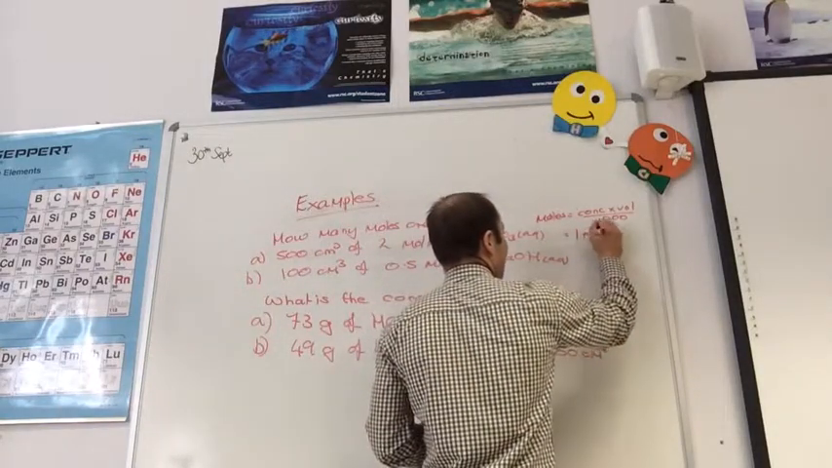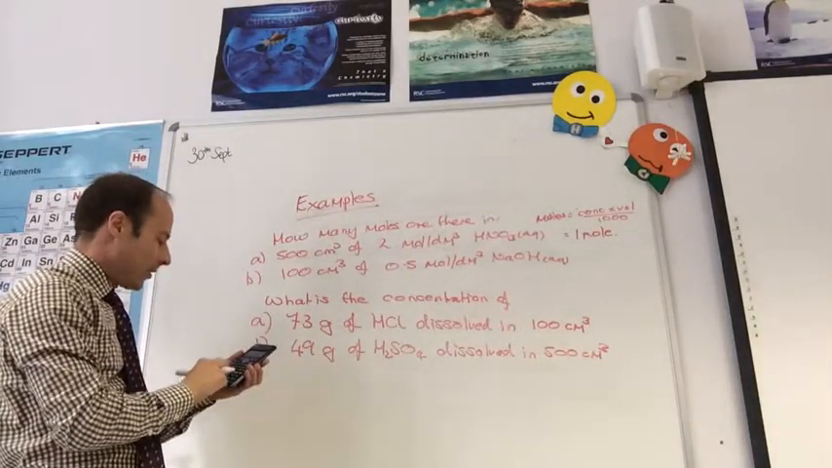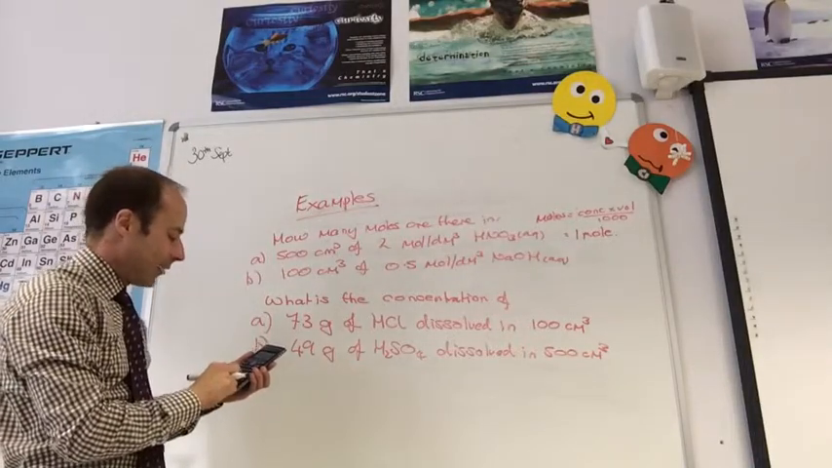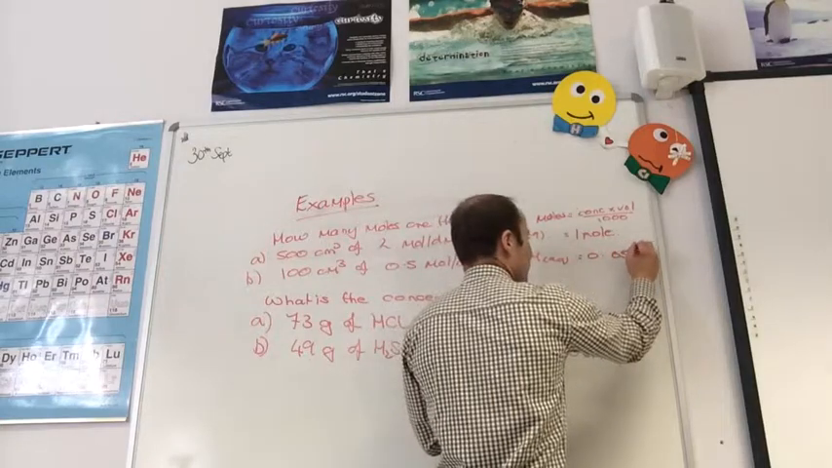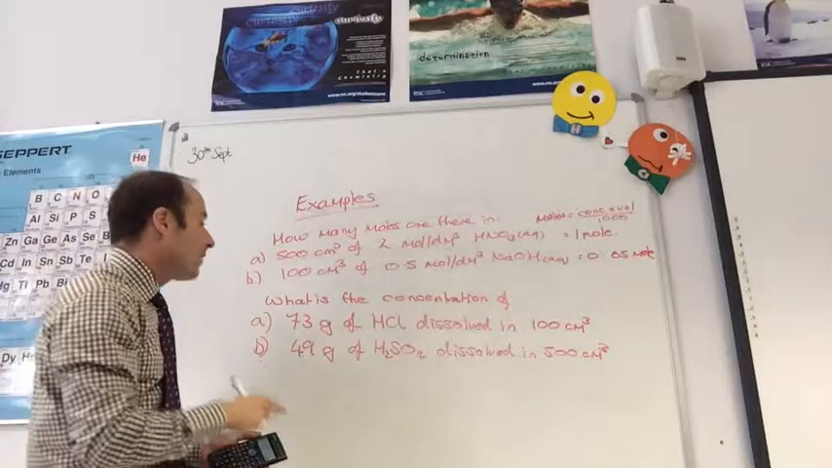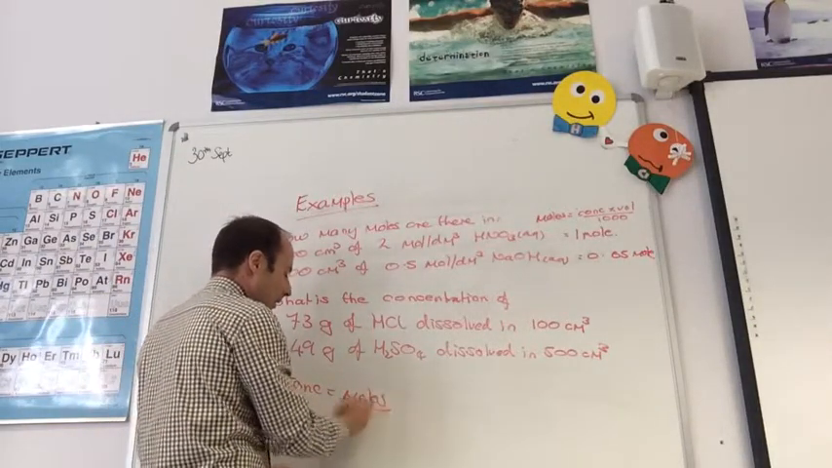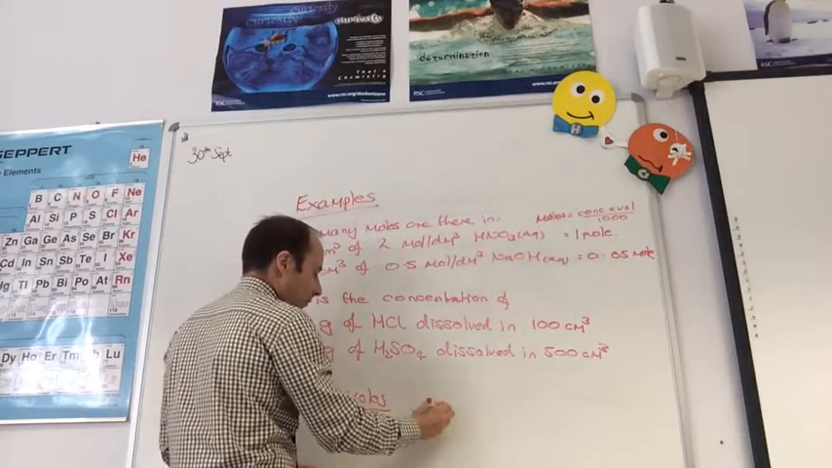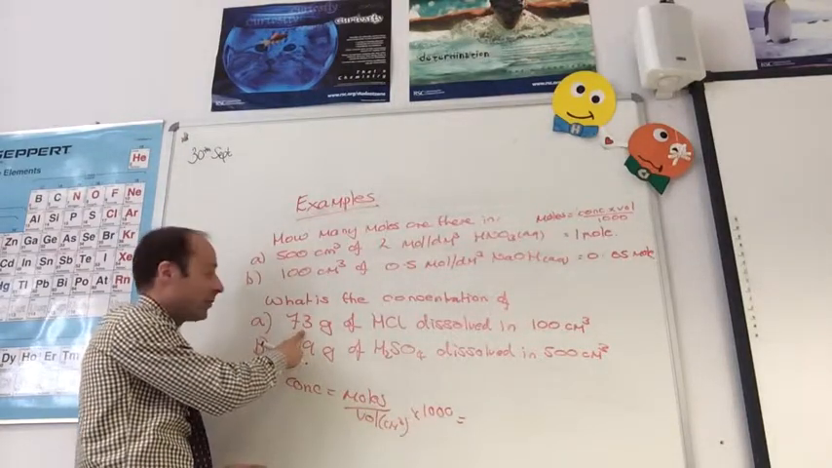For this one, 100 centimetres cubed with 0.5, so 100 times 0.5, again divided by 1,000, gives me 0.05 moles. But this one, what's the concentration? Remember, concentration is equal to moles divided by volume, so I need to convert to moles first of all.